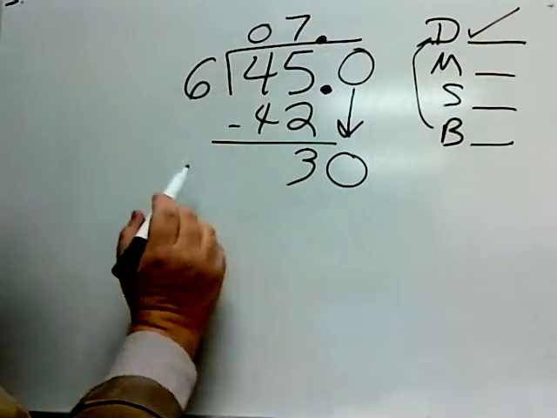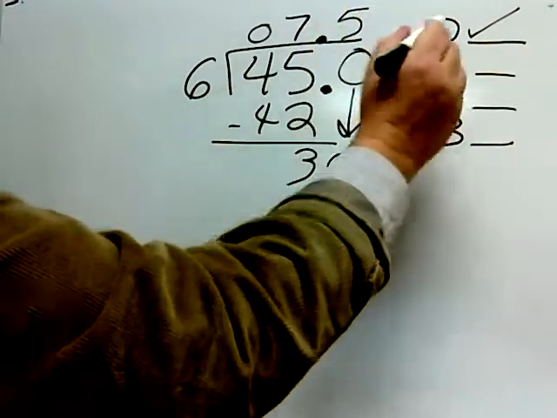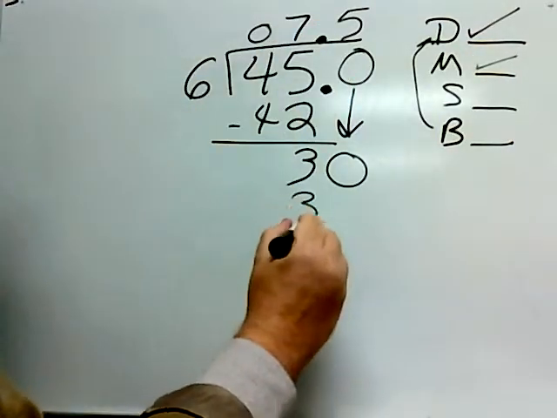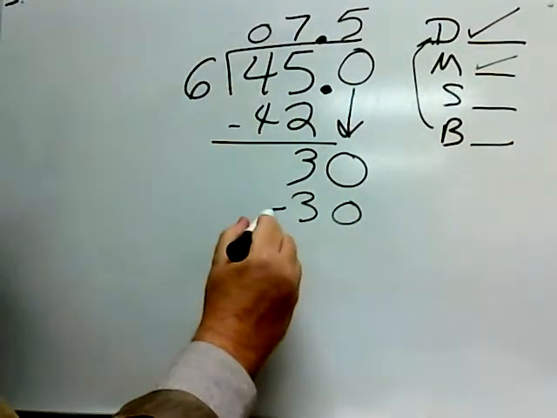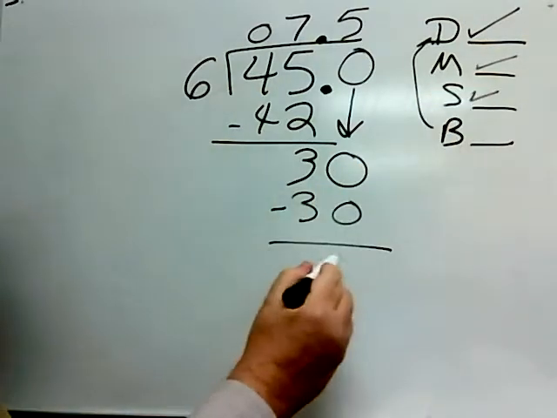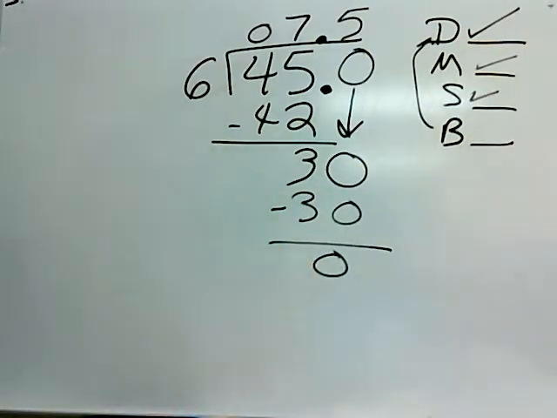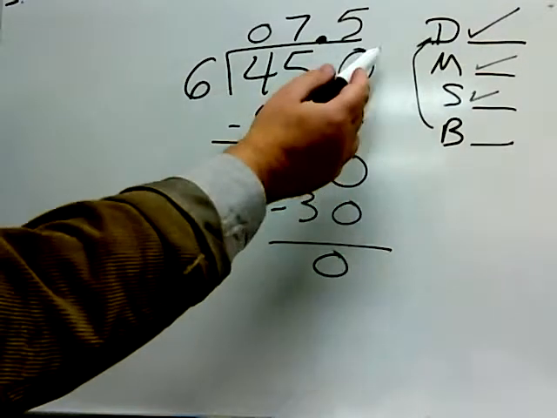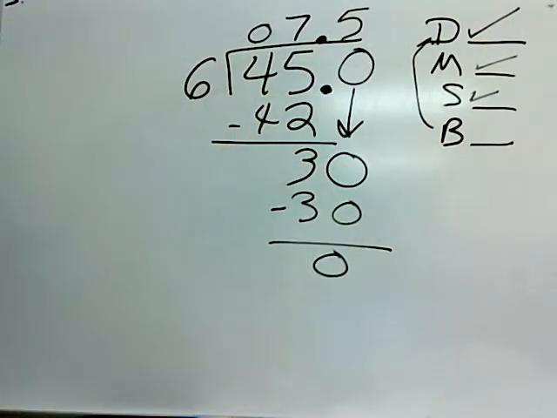6 goes into 30 5 times. I'll go ahead and multiply. 5 times 6 is 30. When I subtract, I get 0. Of course, if I have 0 for a remainder, and there's nothing left to bring down, that's how I know I'm done. Very good, scholars.